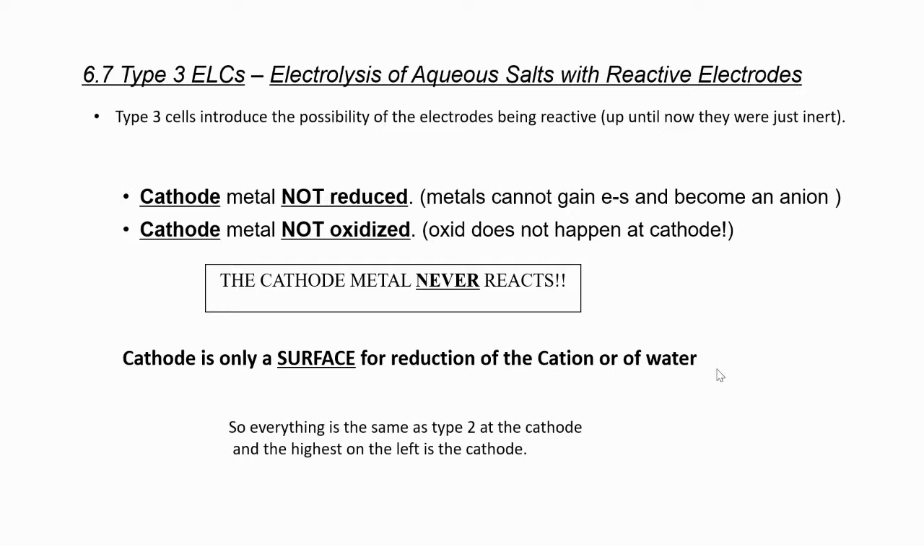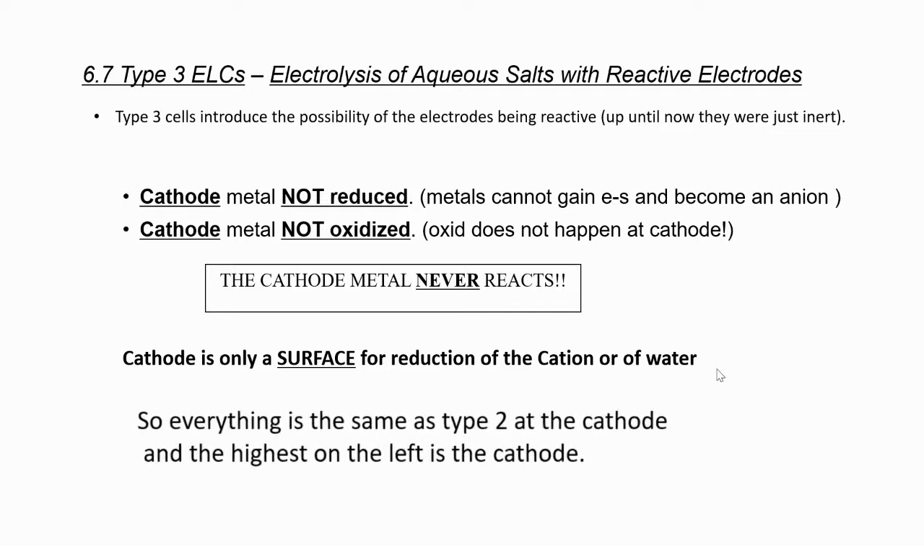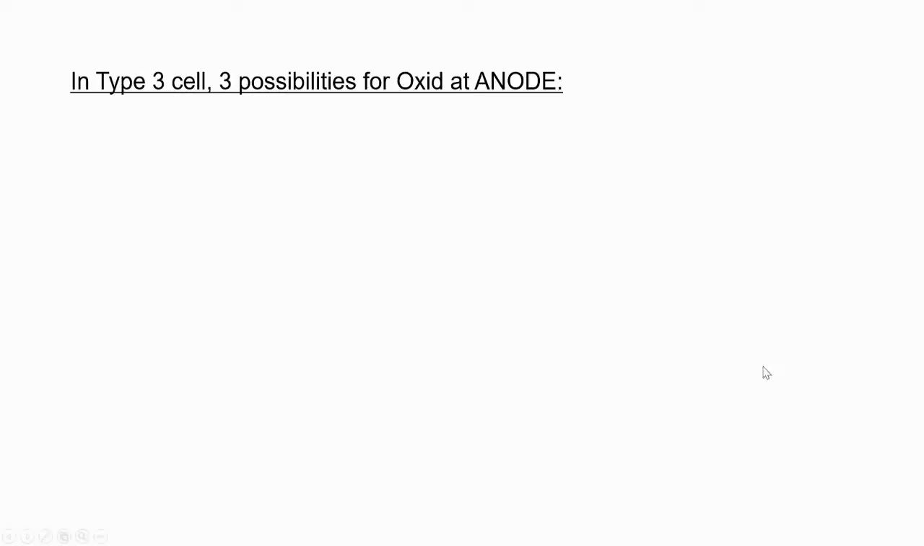The highest on the left is our cathode. Just like in type 2, we look at the cation and look at water. Is it above the arrow? Then it's going to react. If it's below the arrow, then we're going to have water reacting. So just the same. That's good news. All right, so let's look at the anode.